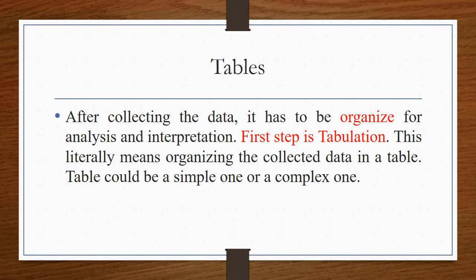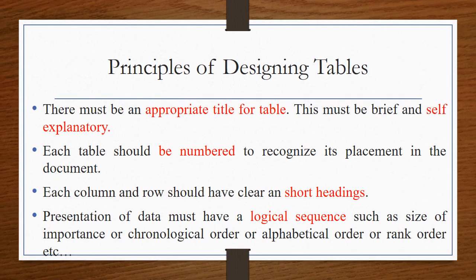Tables. After collecting the data, it has to be organized for analysis and interpretation. The first step is tabulation. So we have to put it in a table. This literally means organizing the collected data in a table. A table can be a simple one or a complex one. We will see the principles of designing tables. So we have some principles to make a table.